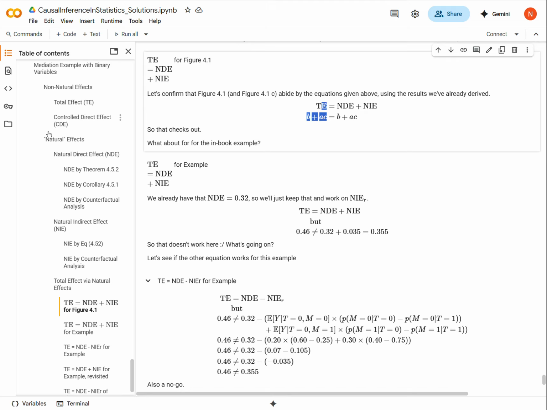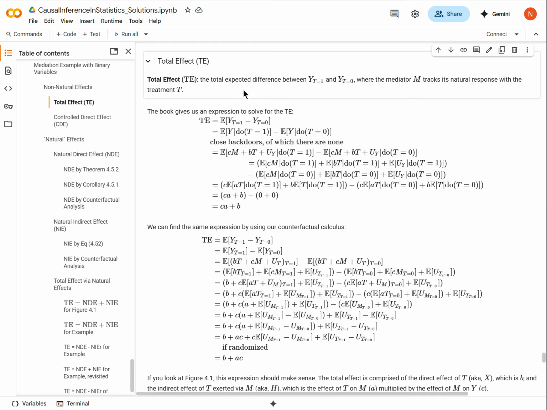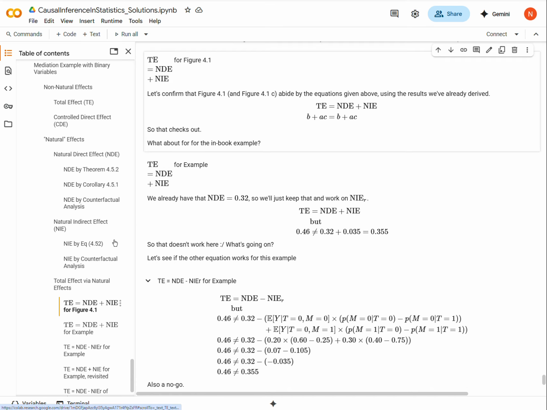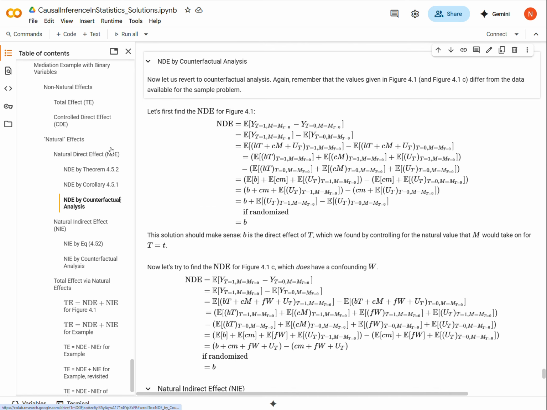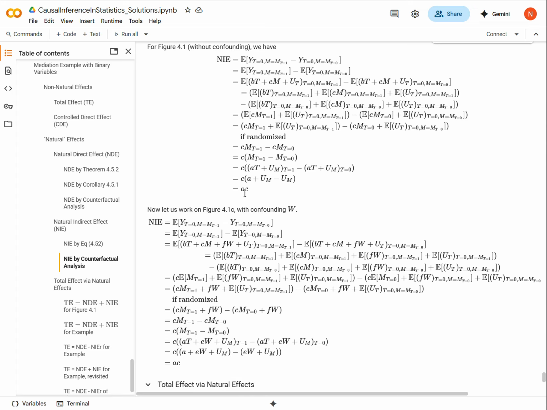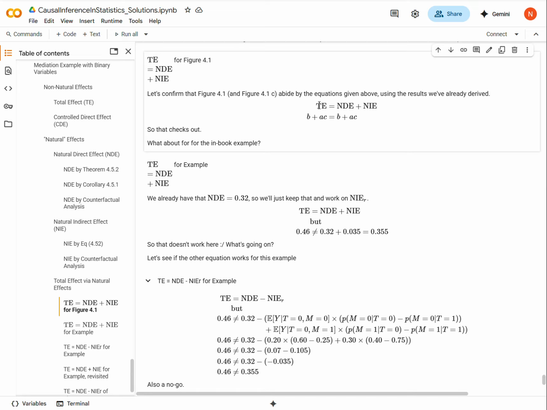Well, we already found that TE for that DAG is CA plus B, or AC plus B, or some combination like that. And what's the natural direct effect? Well, we already found that; that's B. And how about the natural indirect effect? That was AC. And so is it the case that for that DAG, total effect equals NDE plus NIE? Yes, exactly. That's perfect.